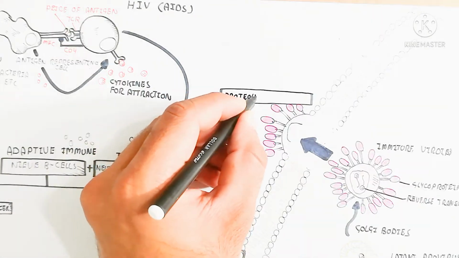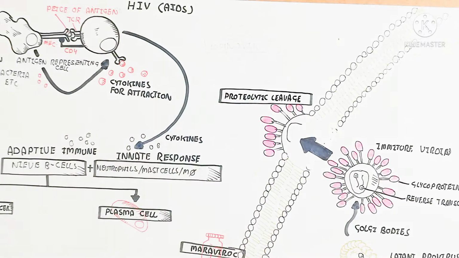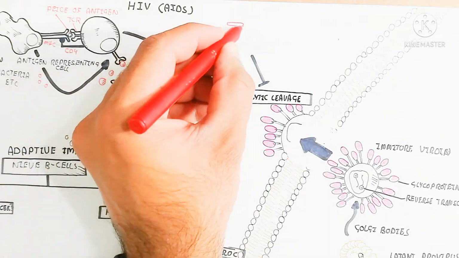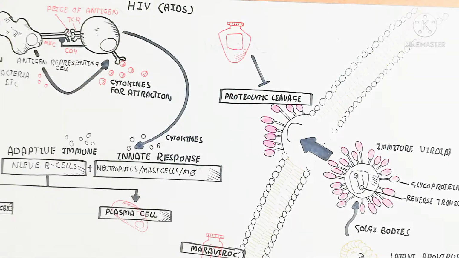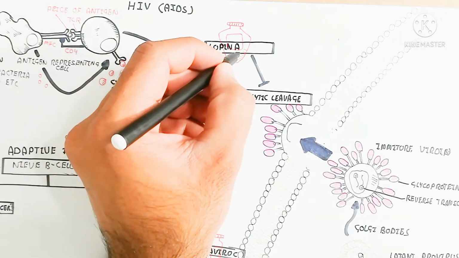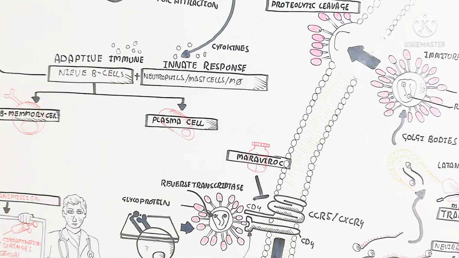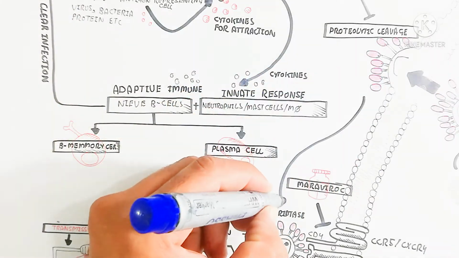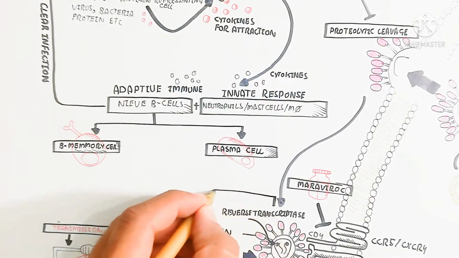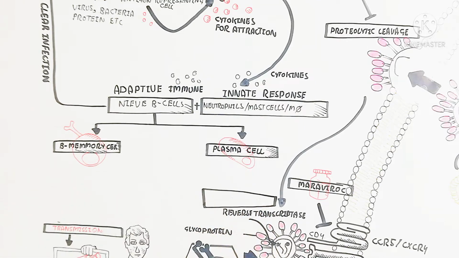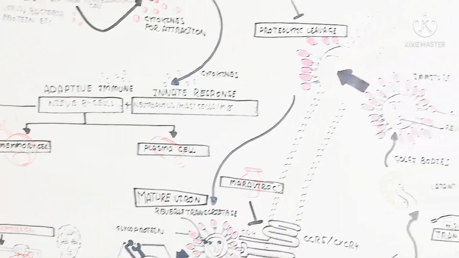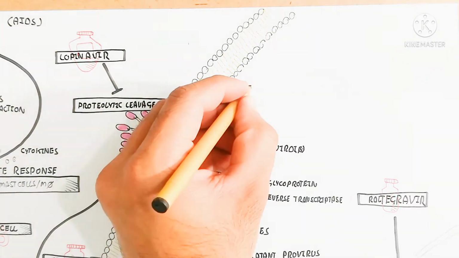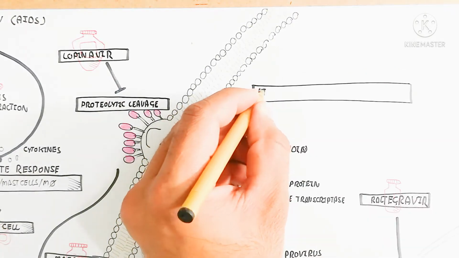So the death of the CD4 occurs because a lot of virus is produced, and this a lot of virus will damage the DNA of the CD4 as well as damage the cell of the CD4 itself. So the CD4 will be damaged. So in this way, the recruitment of the innate response and the adaptive immune response will not occur, and all disease can occur. So the proteolytic cleavage can be inhibited by lopinavir. So here is the mature virion. So in this way you can see and understand the life cycle of the HIV virus.